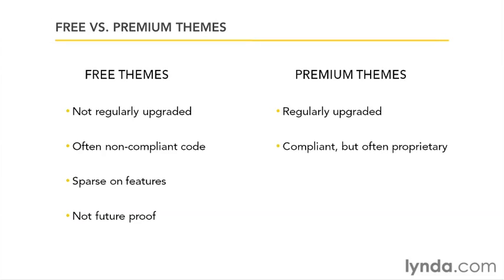Another thing about premium themes is that although they are almost always completely compliant with both WordPress code and web standards, they often also contain some proprietary code. What they do is, instead of using, for instance, the basic WordPress menu function, they build their own menu function that's more advanced. The problem with that is that if you decide to go away from that premium theme, you might lose your menu in the process.